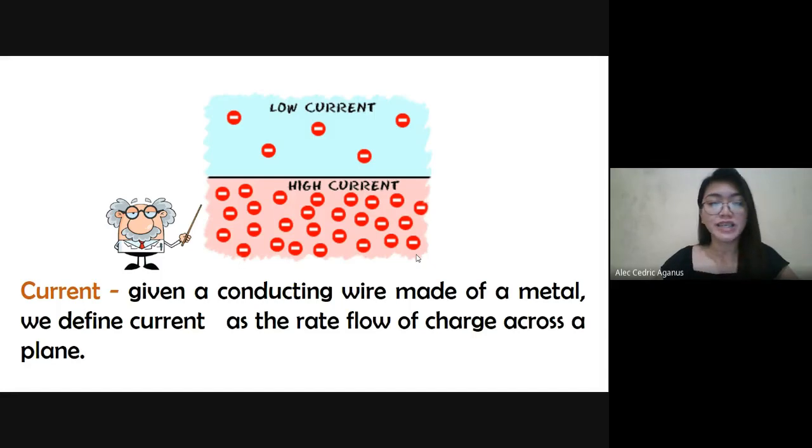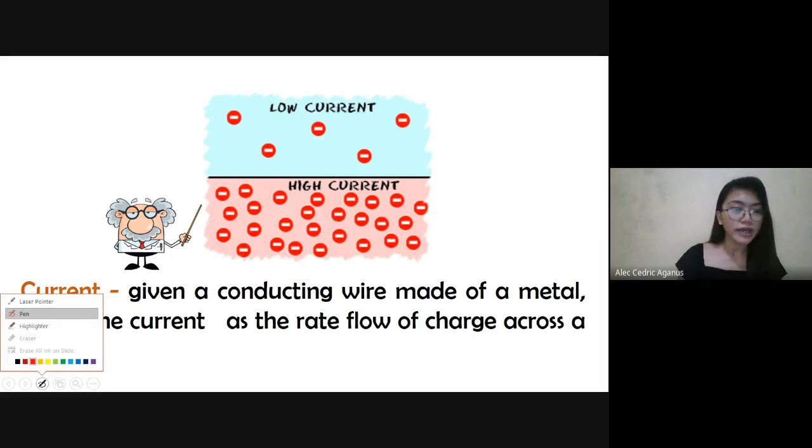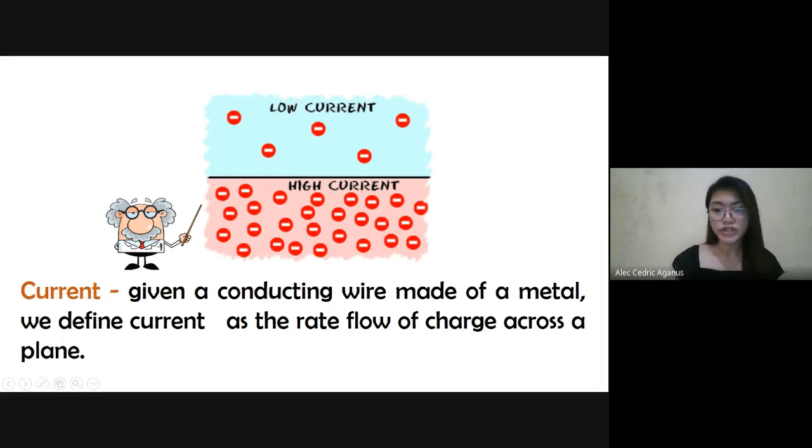Now, we also have current in a given conducting wire made of a metal. We define current as the rate of flow of charge across a plane. So we have two words that should be considered in this definition. First is the word charge, and second is the word rate.